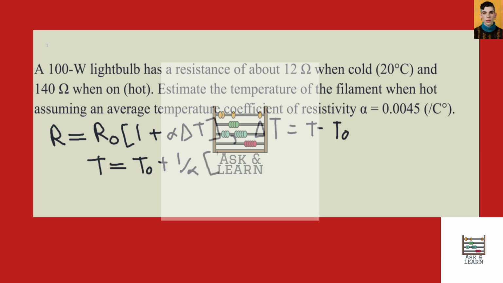times R over R0 minus 1. And we know from the question that T0 is equal to 20. Because we're adding and we don't need to multiply together temperatures, we can just work in degrees Celsius. We don't need to convert to Kelvin because the answer is also in degrees Celsius.